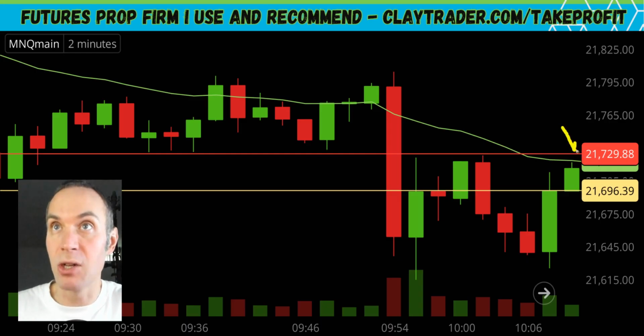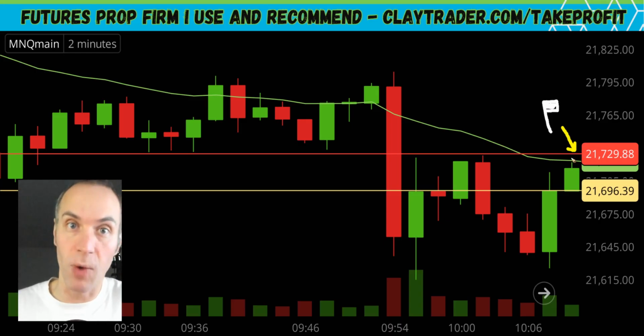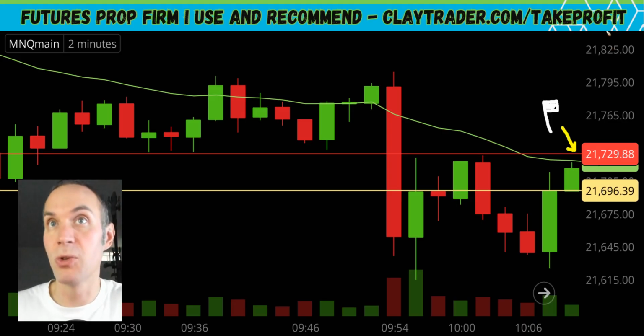So that is the white flag area up there. That's the area where I'm going to wave my white flag and just have to say, you know what? Yeah, I got that wrong. It's looking like this thing doesn't want to go down. It's looking like it wants to just continue to go up.